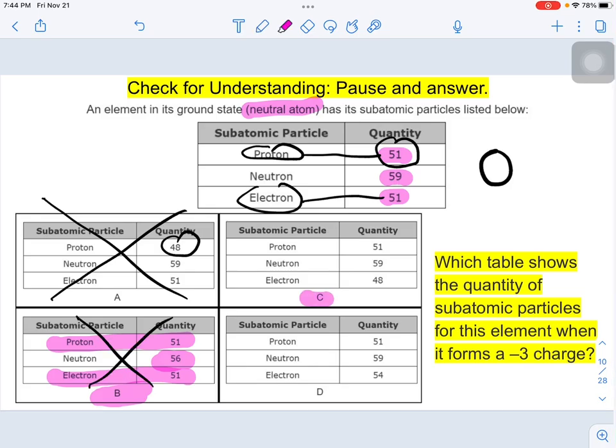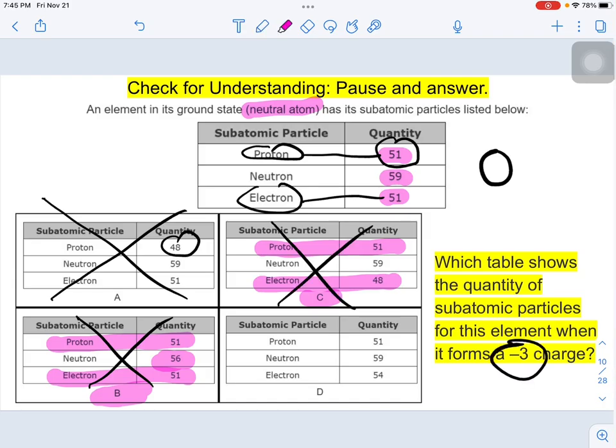Let's go ahead and look at choice C. We have 51 protons. We want the same number of protons. And now we've changed electrons, okay, which is good. And we've actually lost 3 electrons. So we now have more protons than electrons. If I have more protons than electrons, I'm going to be a positive atom. And we want to get to that negative 3 charge. So option C is incorrect.